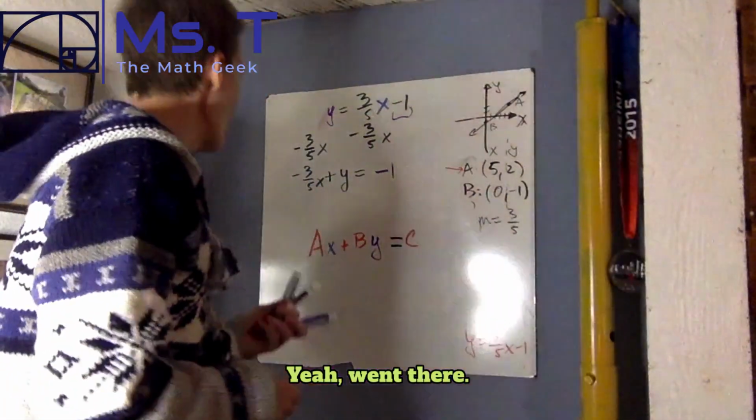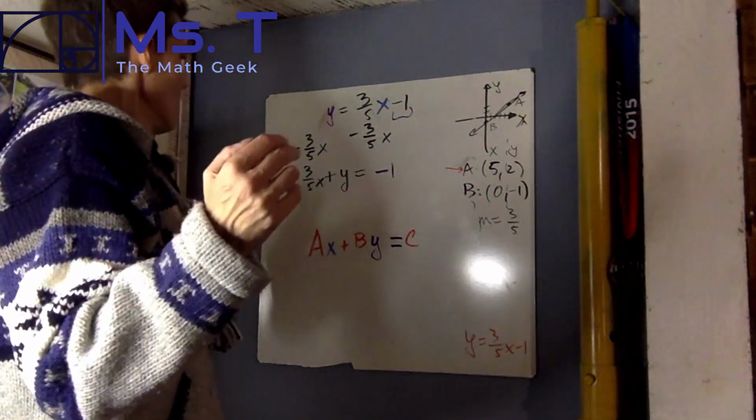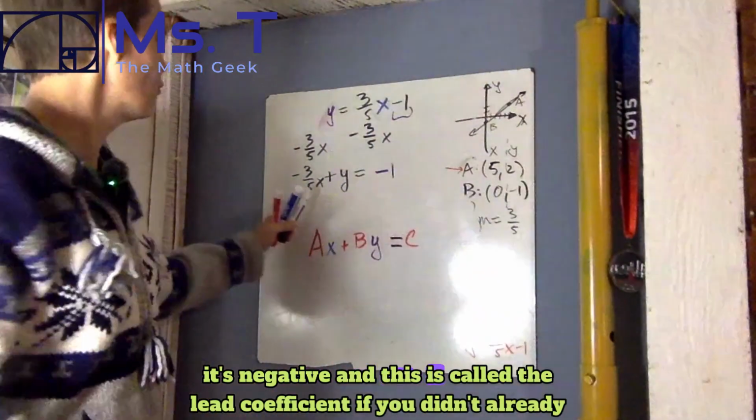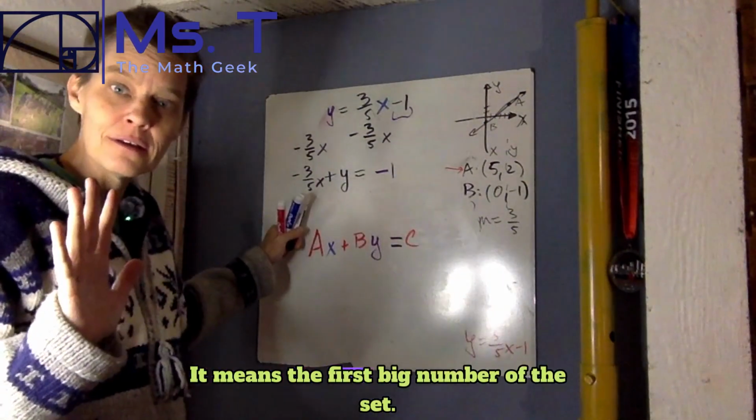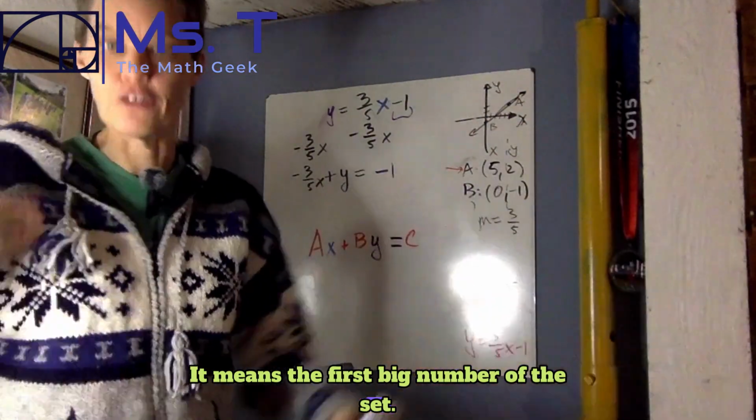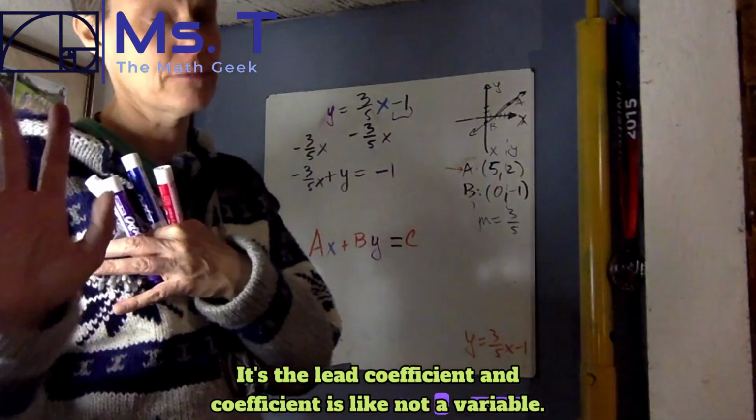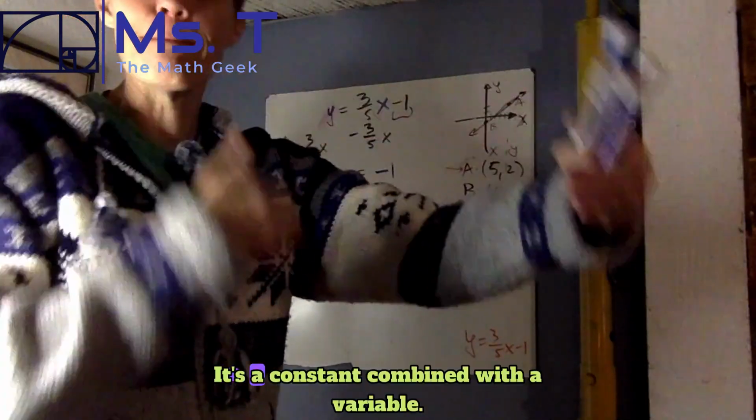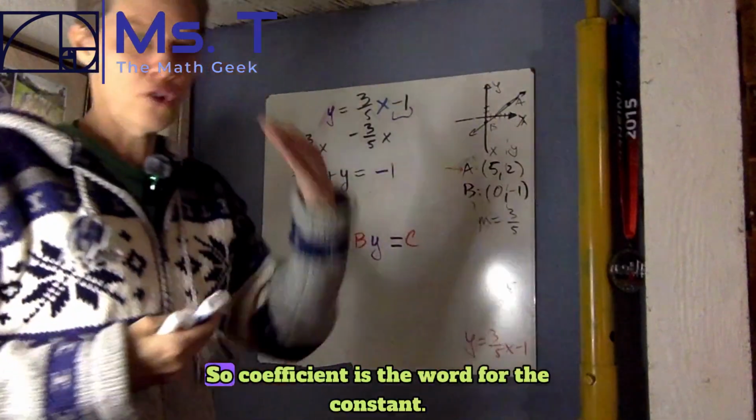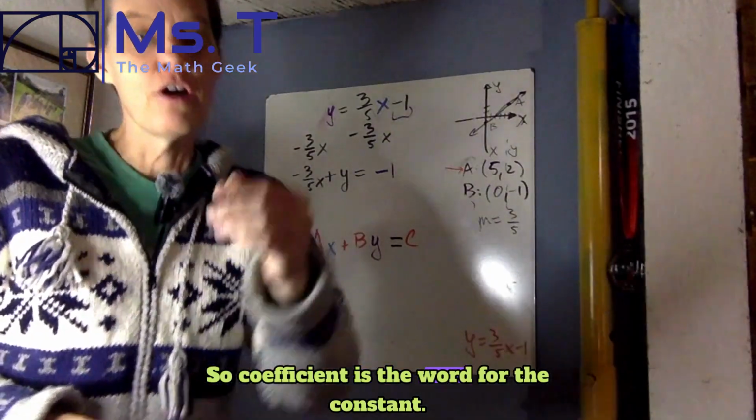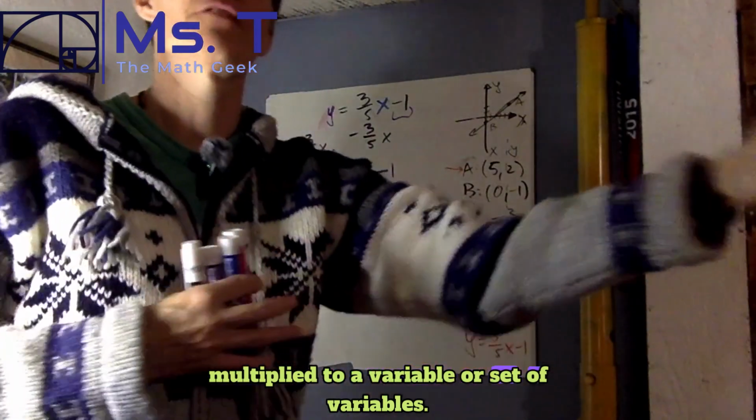Okay, this is not an integer, right? It's 3 over 5. And it's negative. And this is called the lead coefficient, if you didn't already know that. It means the first big number of the set. It's the first. It's the lead coefficient. And coefficient is not a variable. It's a constant combined with a variable. We'll go over definitions. Like I said, math is a language. So coefficient is the word for the constant multiplied to a variable or set of variables.